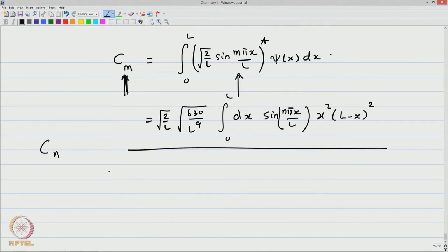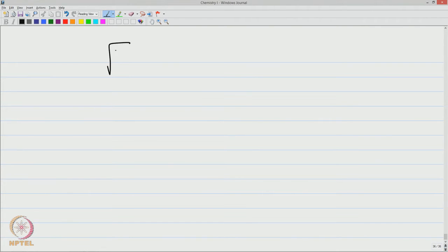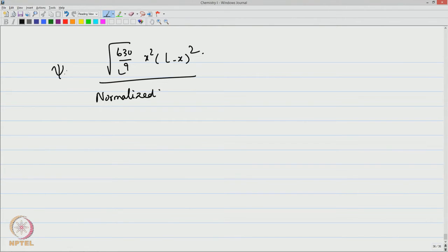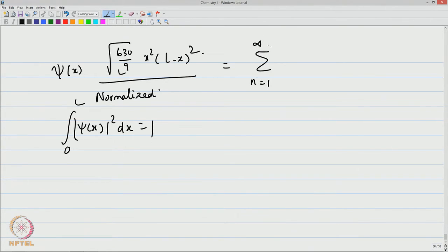The next problem is, what is the sum of Cn squared? Now, the wave function you know is given by this formula, namely root 630 by L raised to 9 x square into L minus x whole square. This is normalized, so that the integral of psi of x square dx between 0 to L is 1. And on the right hand side you have the sum over n equal to 1 to infinity of Cn root 2 by L sin n pi x by L.